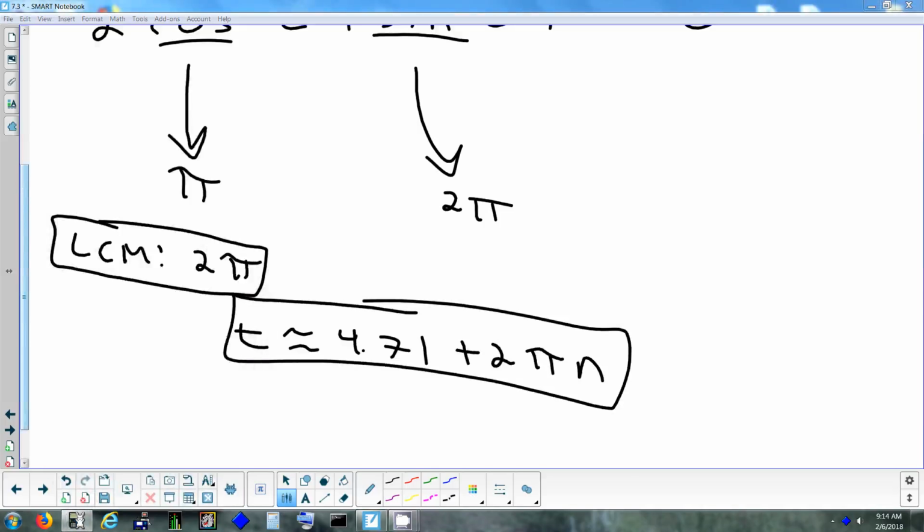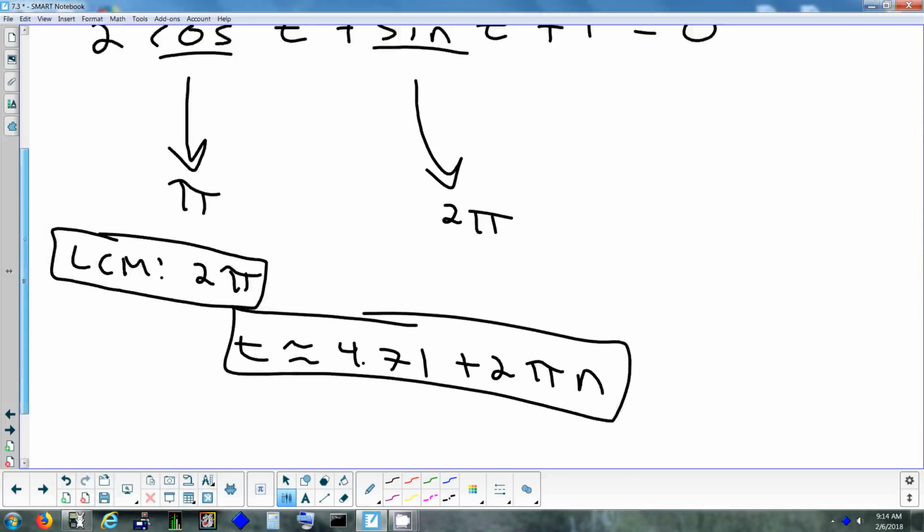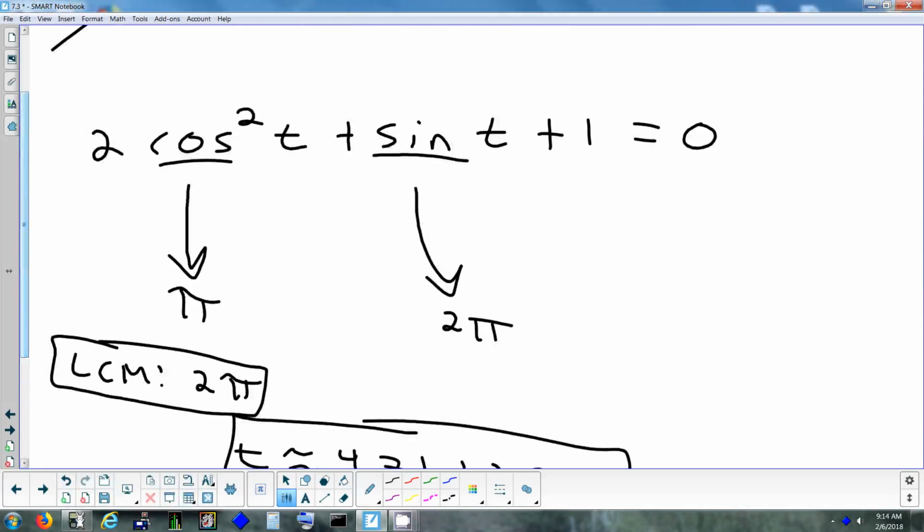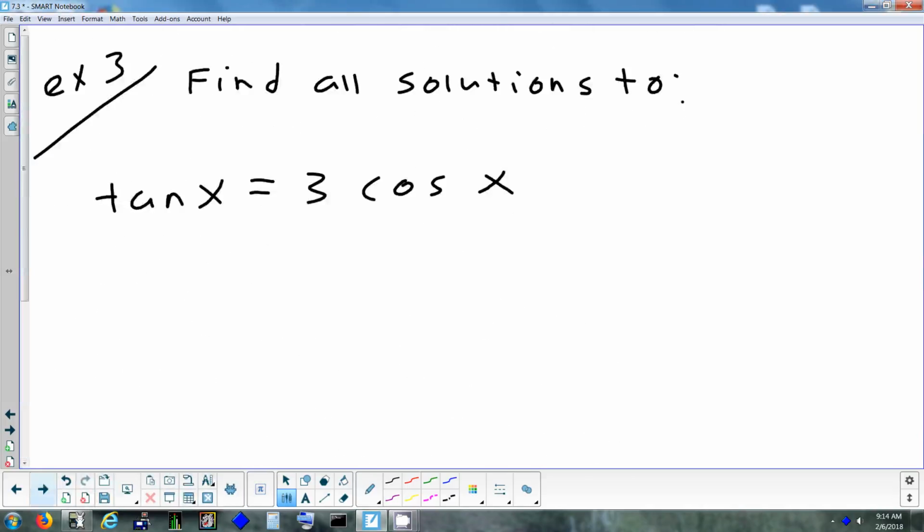Okay. So again, we're going to come up with a formula for how you can figure out what the period is. And really, all it has to do with is, are you raising to an odd or an even power? That's what it all comes down to. Okay. All right, let's try this one.